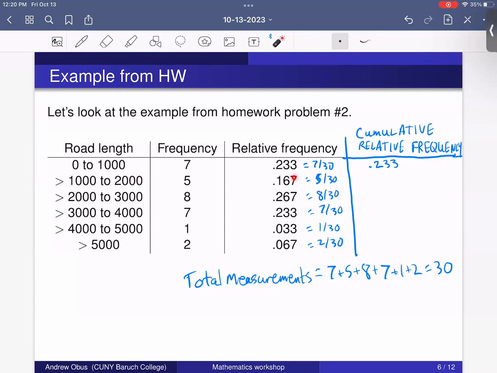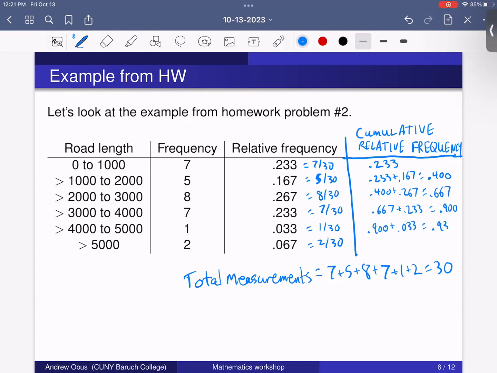For the next one, we have to add 0.233 to 0.167, and that's going to be 0.400. And then after that, we keep going. So now we add 0.267. So this is going to be 0.400 plus 0.267, that's going to be 0.667. And then 0.667 plus 0.233, and that's going to be 0.900. Here we have 0.900 plus 0.033. That's going to be 0.933. And then lastly, 0.933 plus 0.067, and that's going to be 1.